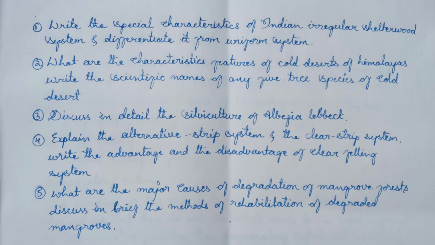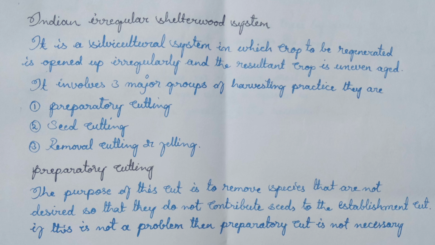Question number 1. Write the special characteristics of the Indian irregular shelterwood system and differentiate it from the uniform system. See, it is a silvicultural system. Here we practice shelterwood cutting to harvest forest timber. We identify the old trees and proceed with shelterwood cutting to remove the crop from an old tree in a series of shelterwood cuttings.